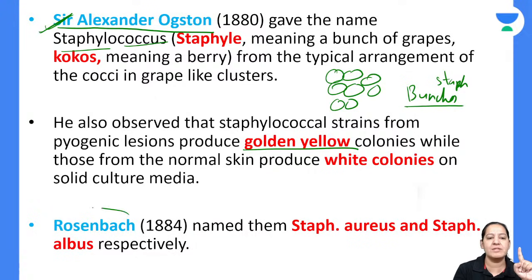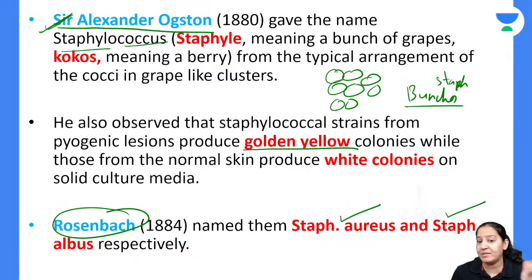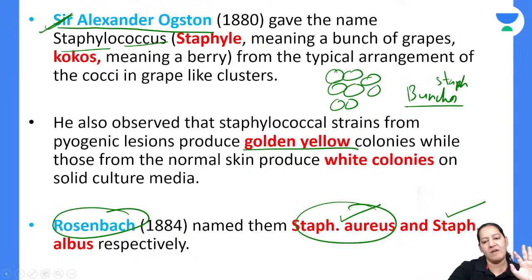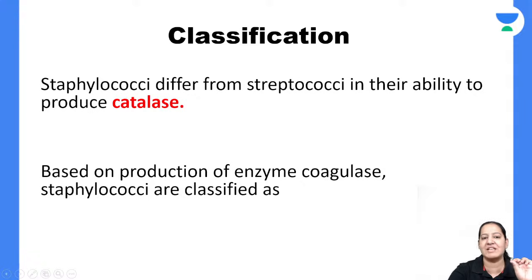There is another scientist known as Rosenbach who differentiated two types of Staphylococcus, Staph aureus and Staph albus. One is pathogenic and causes diseases in humans, that is Staph aureus, and one is non-pathogenic. It is a common cell, that is Staph albus. I will teach you both Staphylococcus. The main one is Staph aureus.